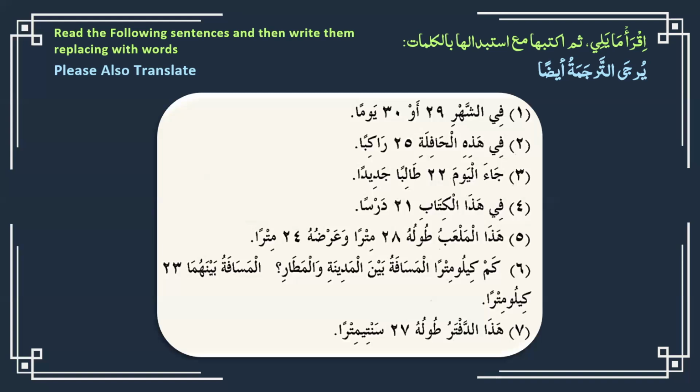And it doesn't say kilometer. Yeah, 23 kilometers. But it will be bainahuma, which is between them. Not between both of them, between them. Between them, okay. The distance between them is 23 kilometers. Very good. هذا الدفتر طوله 27 centimeter.